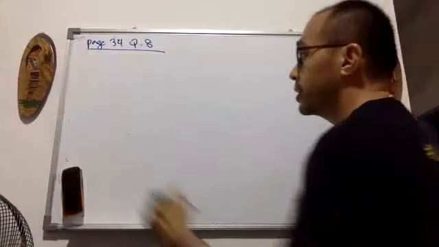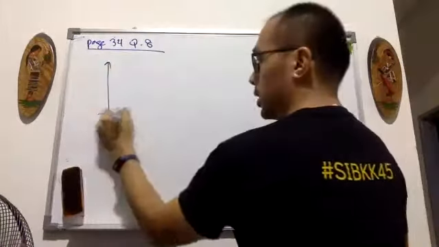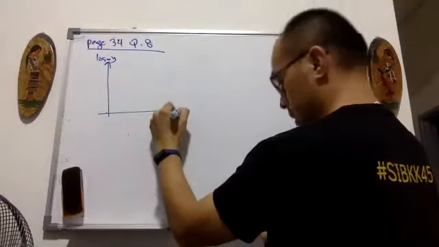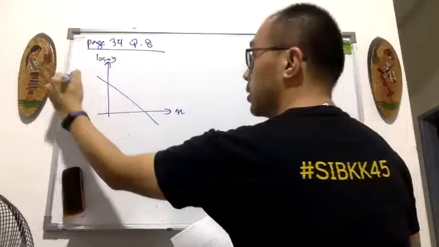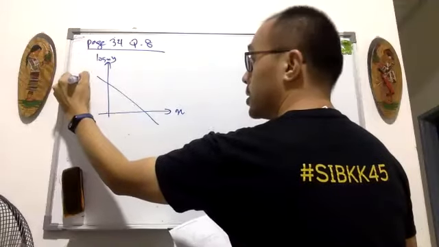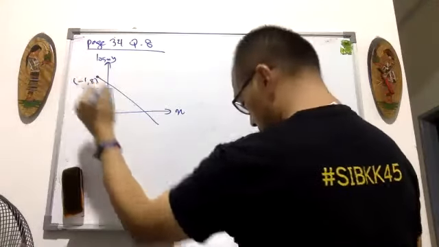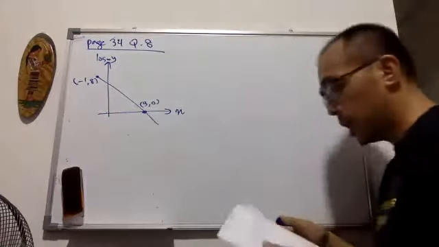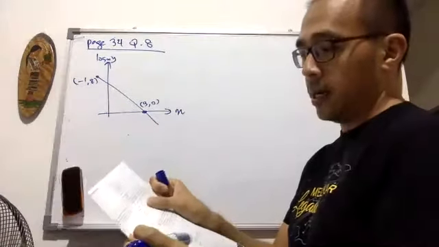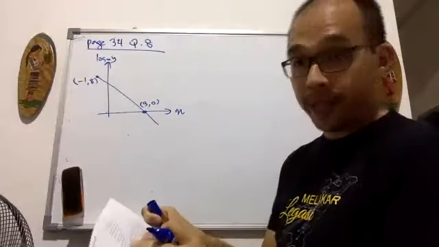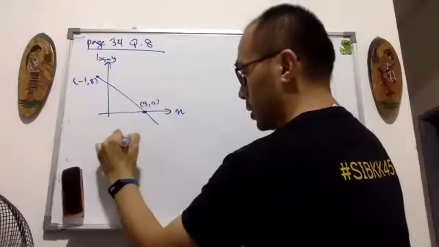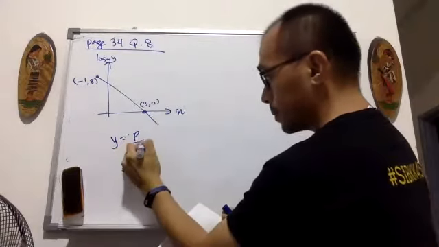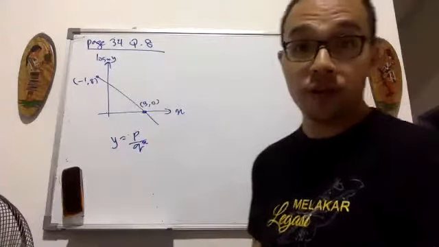Okay, so you're given this graph of log y against x. Then you have the point over here, which is negative 1 and 8. And you have the x-intercept as 3 and 0. Then the question is, given the variables x and y are related by the equation y equals p over q to the power of x, find the value of p and q.